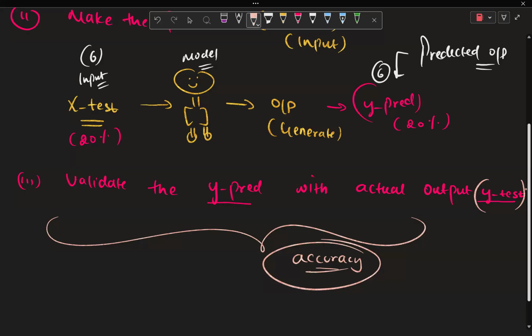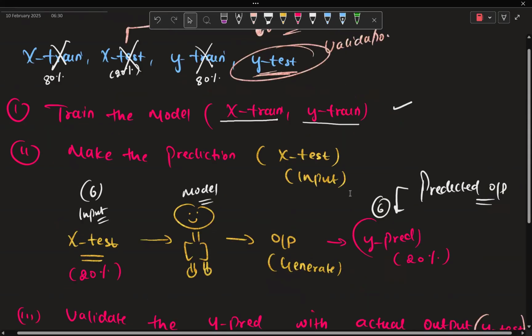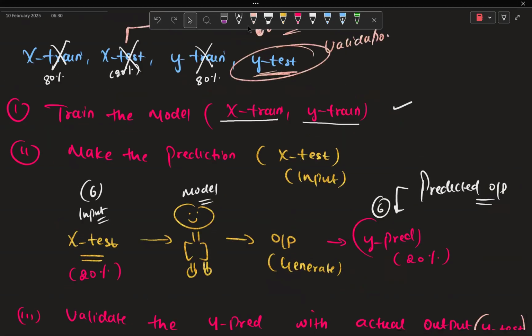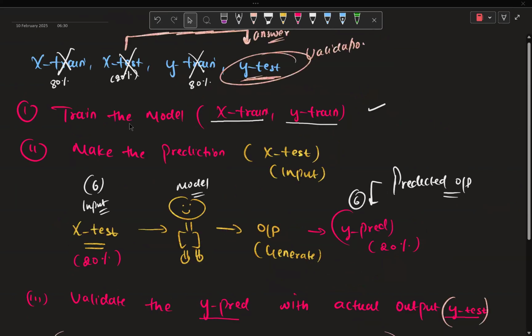I think step 2, I need step 2. I'm confused about this X test input. That place is confusing me. Everything is clear, but step 2, making the prediction. Yeah. Hello. Okay. Hello, Dinesh. Could you try explaining, please? In your own words.